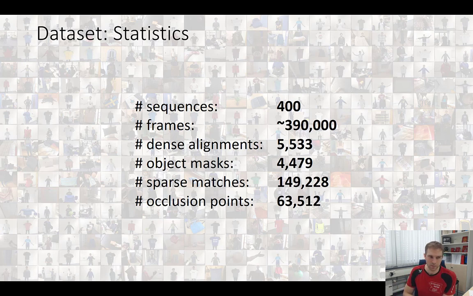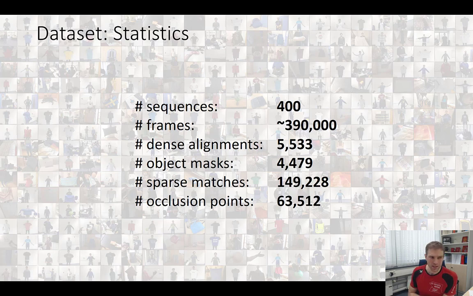We have about 4.4K annotated object masks. We have 150K sparse matches being annotated. And we also annotated occlusion points. This is something actually, if you have this proxy loss that I described before, that actually helps a lot in order to get the performance to be better.